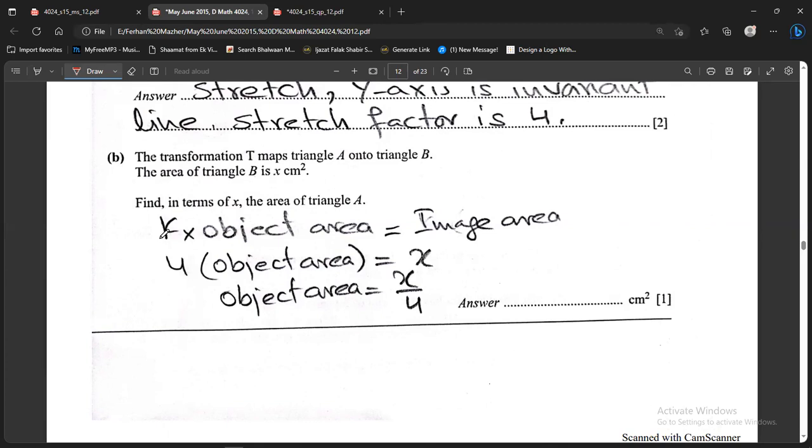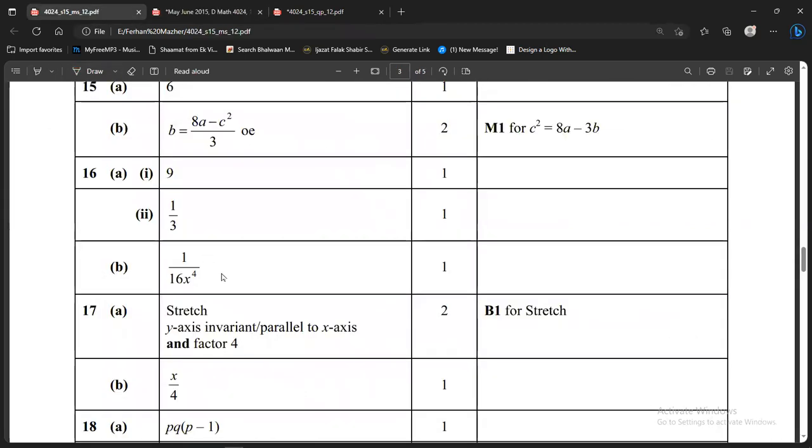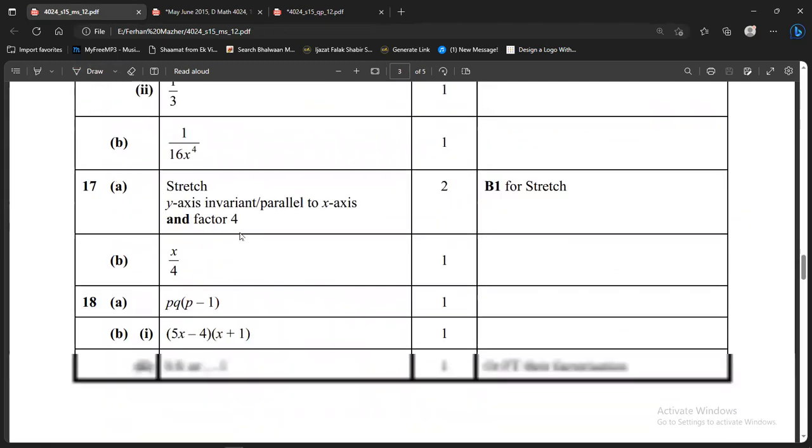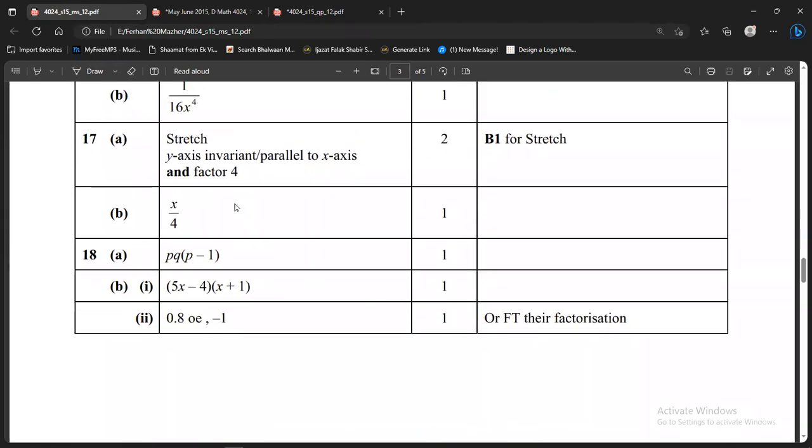The K here is 4, and the object area we don't know, and the area of the image is x. So 4 times the object area is equal to x. So the object area will be x divided by 4. So our answer is right.